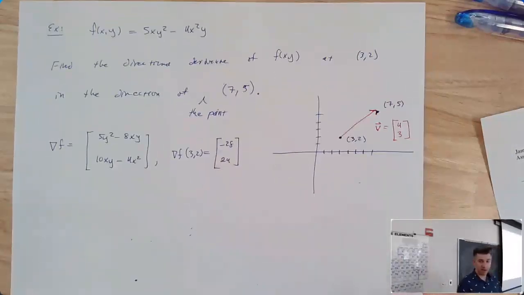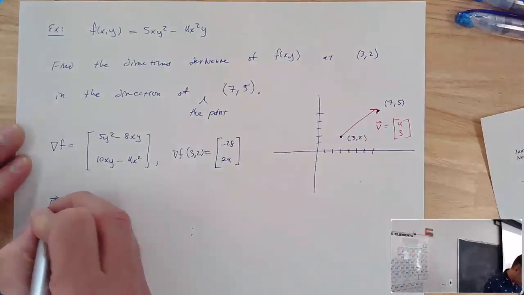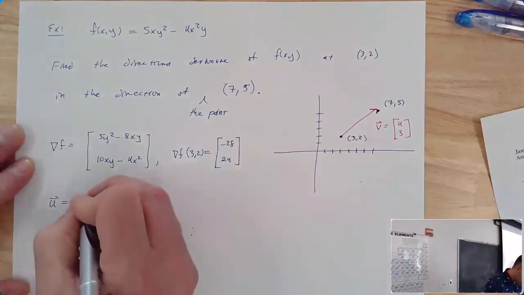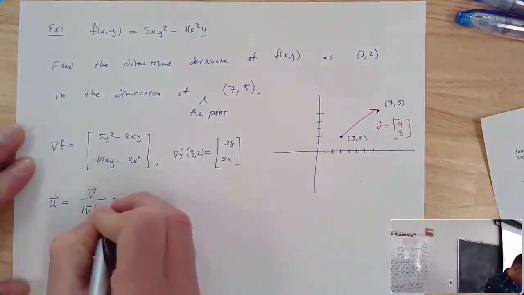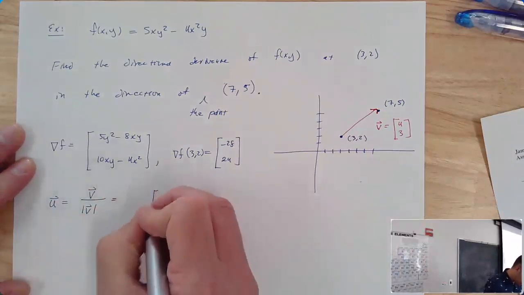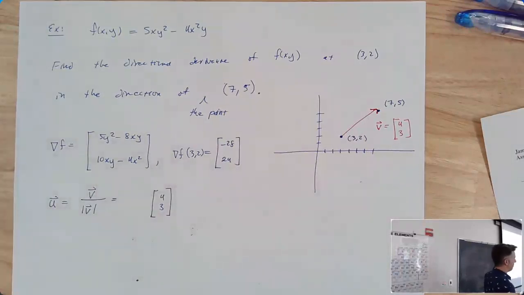But now our unit vector has changed. Our unit vector here is going to be the vector v divided by the magnitude of v, which in this case is going to be the vector 4, 3. And this is kind of a classic example when you have that vector. What's the magnitude of the vector 4, 3? Or what's the hypotenuse of a 3, 4 blank triangle?